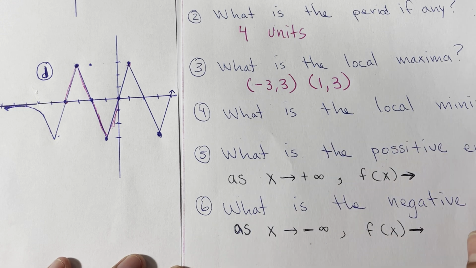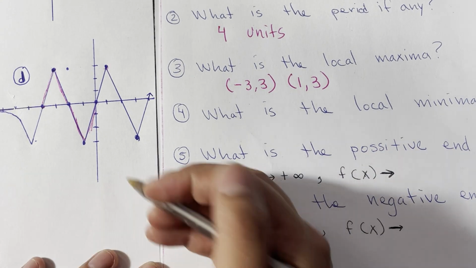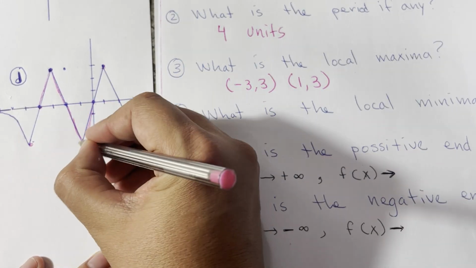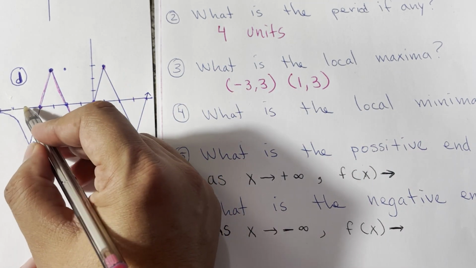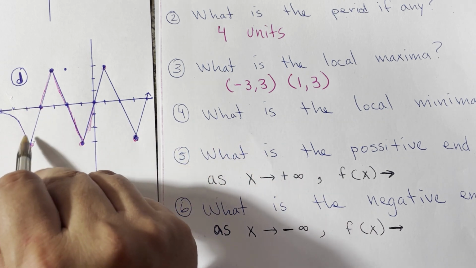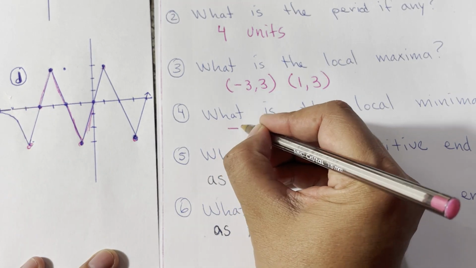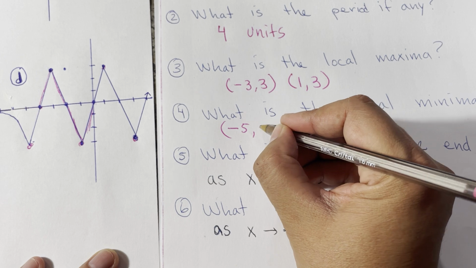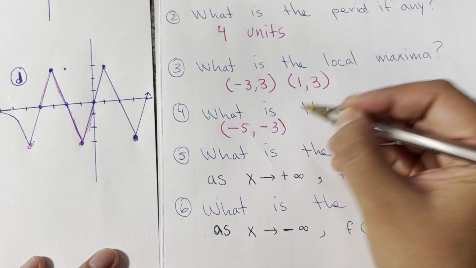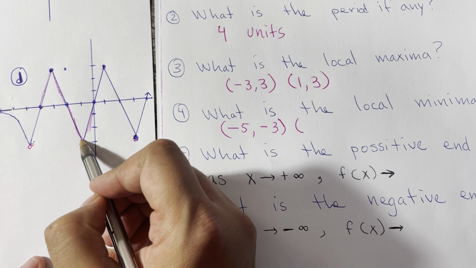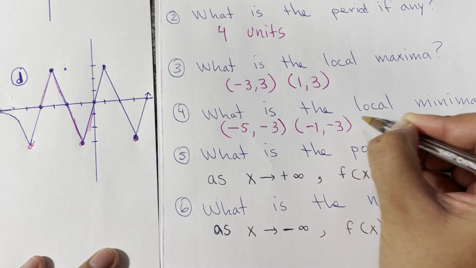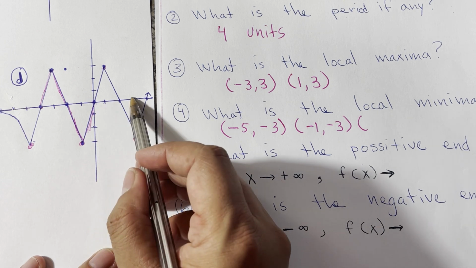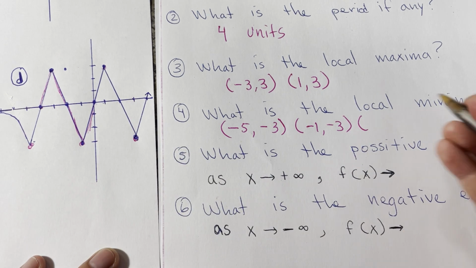What is the local minima? The local minima refers to these 3 points. And so it's -1, 2, 3, 4, 5. 1, 2, 3. So -5 for X, negative for Y. Okay, the next one is -1, -3. And the last one is 1, 2, 3, +3, -3.